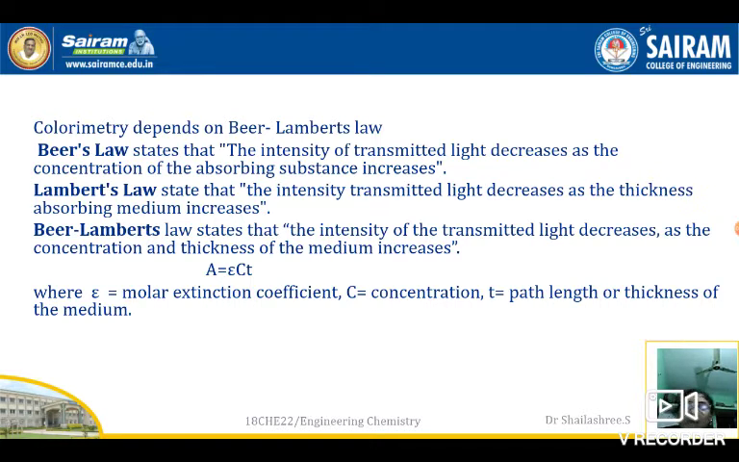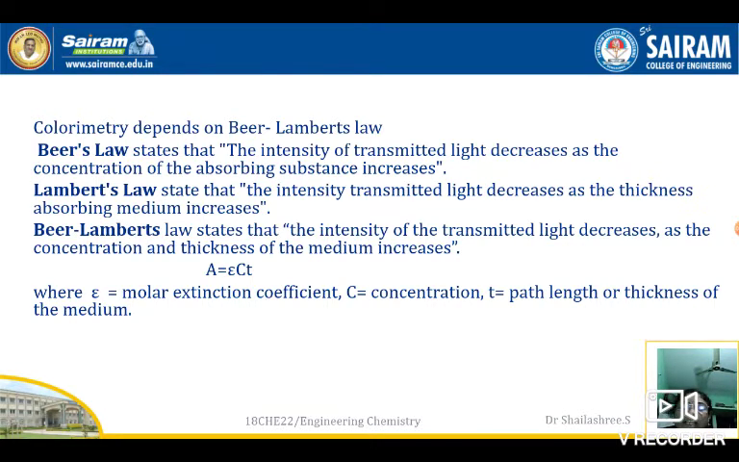So see here, the intensity of the transmitted light decreases. The intensity of the light which is coming out is decreasing. Why? Because the colored substance is absorbing some amount of light. You compare like that so that you can remember these laws easily. And Lambert's law says the intensity of the transmitted light decreases as the thickness of the absorbing medium increases. In between the light, you are keeping a thick glass medium, it is absorbing some amount of light, so the intensity of the light coming out is decreased.